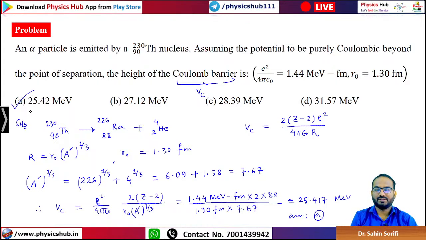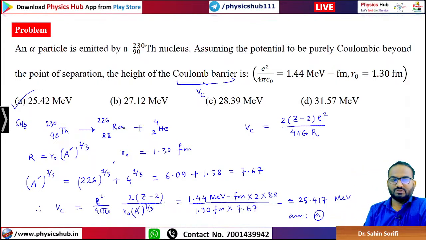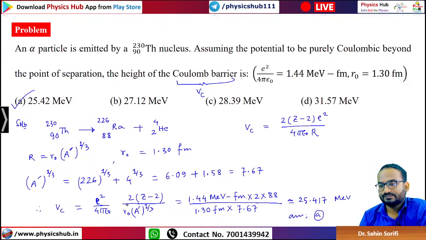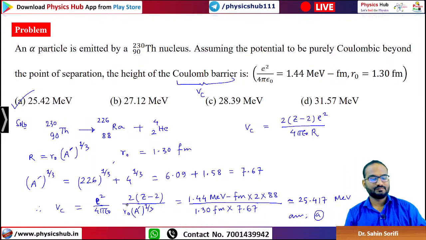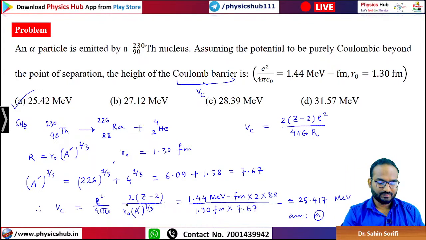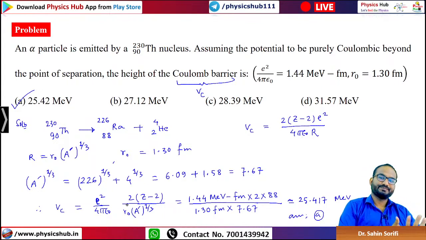So whenever you are given such questions, you can proceed in this way. It takes care of both the daughter nucleus and the alpha particle. So 226 to the power 1 by 3, 4 to the power 1 by 3. I think this is sufficient for alpha decay. From the next day onwards, we'll start beta decay and gamma decay.